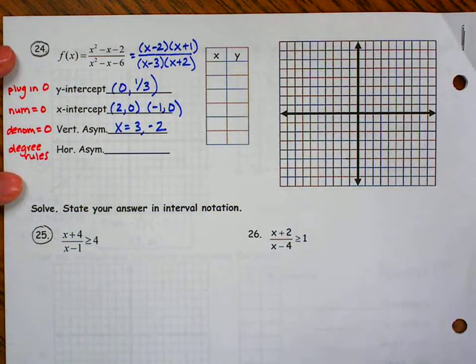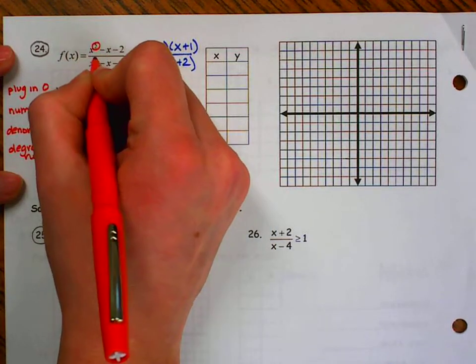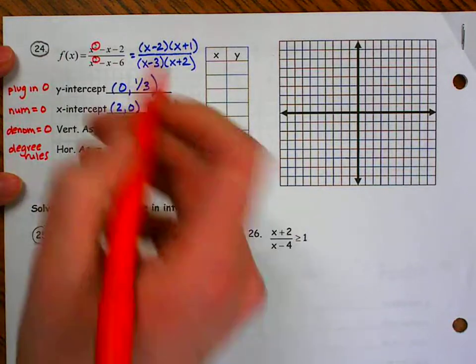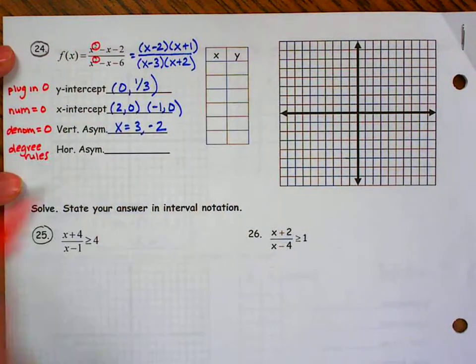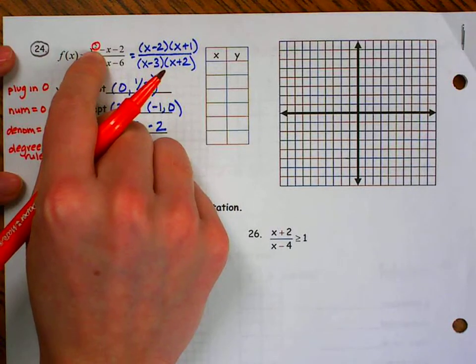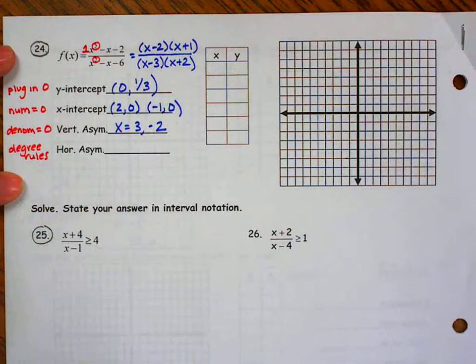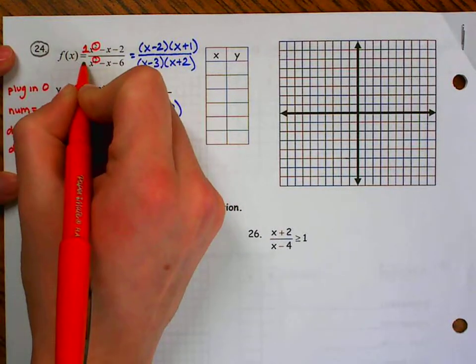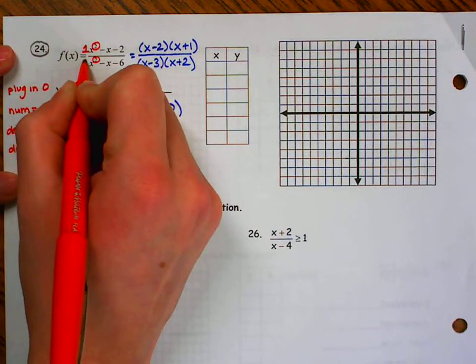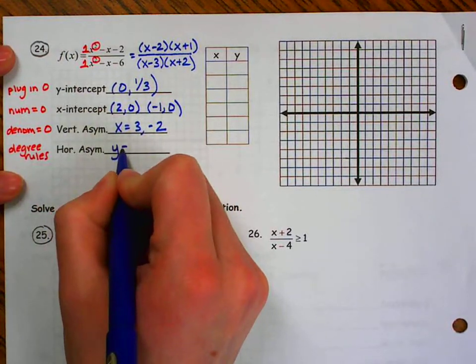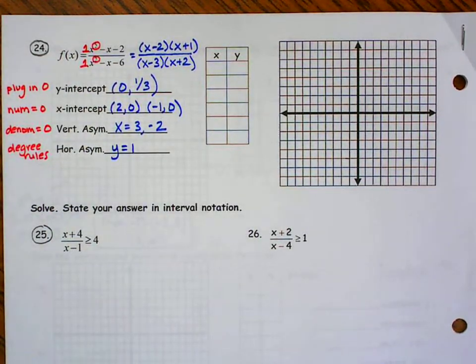Now I'm going to look at my degrees. This is squared, this is squared. That means they're the same. So this is when I look at my leading coefficients. The leading coefficient is just the coefficient in front of the term that has the largest degree. So the x squared is the largest degree term up here, and its coefficient is a 1. The leading coefficient in the denominator is going to be the coefficient of the x squared, which is also 1. And 1 divided by 1 is 1. So that's my horizontal asymptote.